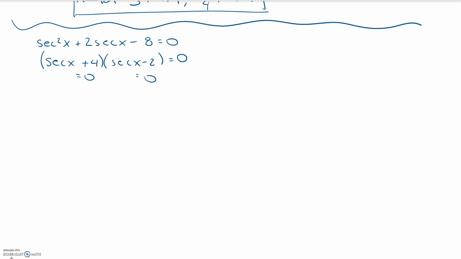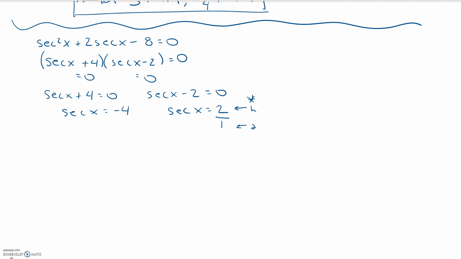So I'm going to set this one equal to 0, and this one equal to 0. So I have secant x plus 4 equals 0, and I have secant x minus 2 equals 0. That gives me secant x equals negative 4, and secant x equals 2. So again, I'm going to deal with the right-hand side first. Secant x equals 2 over 1. That's CAH-SOH... that's hypotenuse over adjacent.